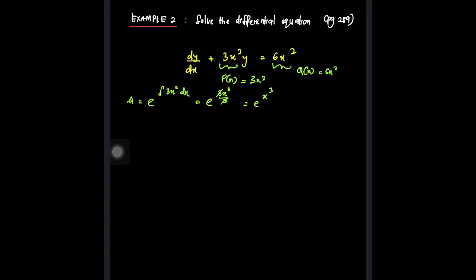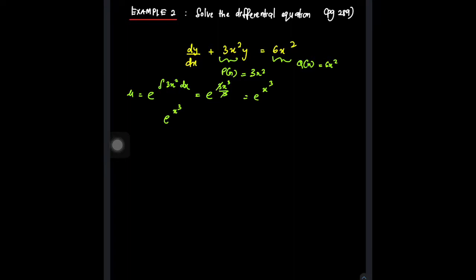And then the next step, actually you multiply both sides by mu. For this example, I will show you the longer method, but for the next example, you can just skip that step. Okay, so let's say you multiply both sides with the integrating factor, e to the power of x cubed, times dy over dx plus e to the power of x cubed times 3x squared y is equivalent to e to the power of x cubed times the 6x squared.